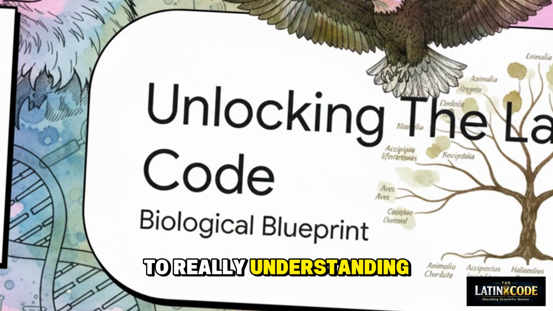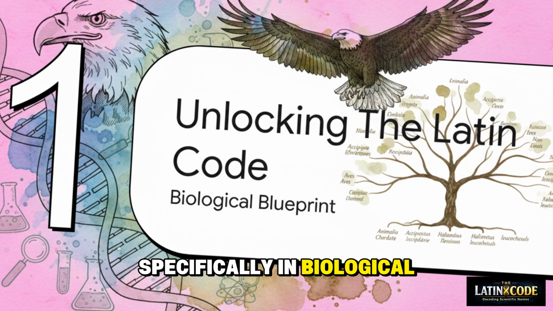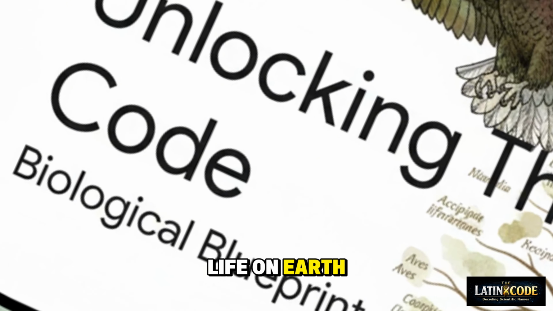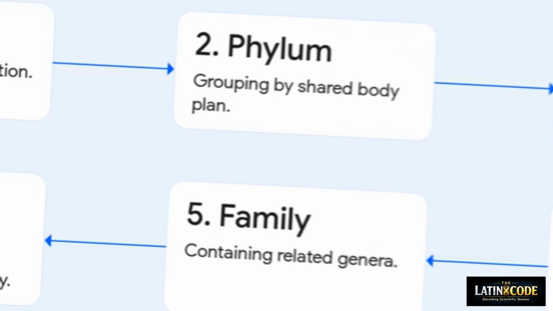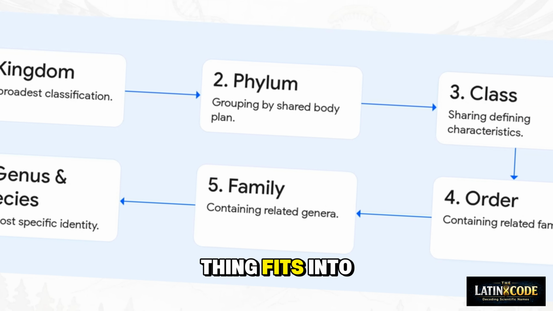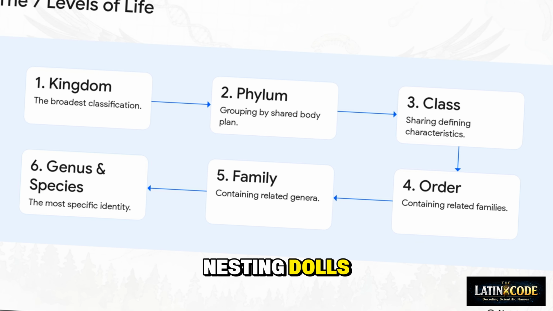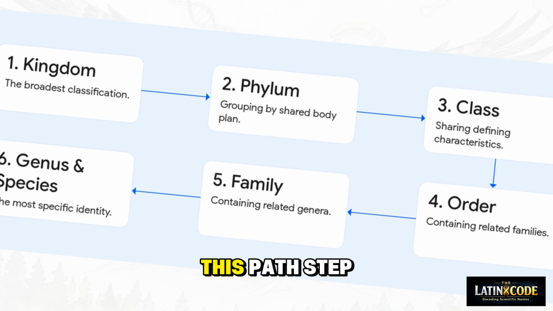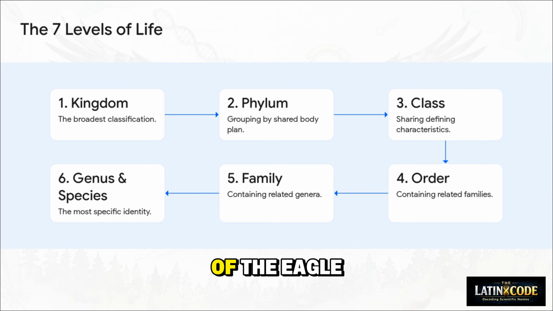So the key to really understanding what an eagle is lies in science, specifically in biological classification. It's this amazing system that organizes all life on Earth, and it's exactly how we're going to trace the eagle's precise place in the natural world. Okay, so every single living thing fits into these 7 levels. It's kind of like a set of Russian nesting dolls. Each one gets more and more specific. We're going to follow this path step by step to build the complete scientific identity of the eagle.